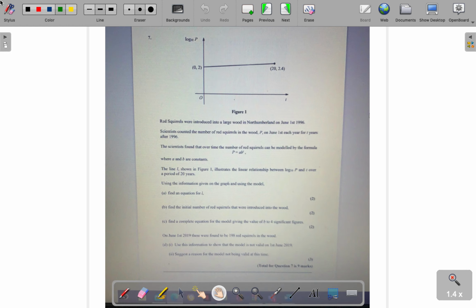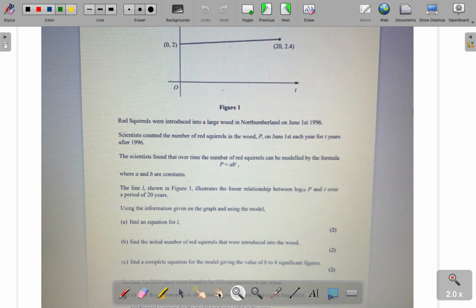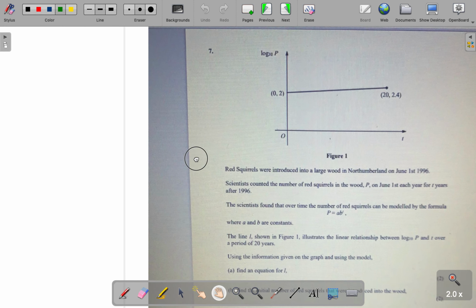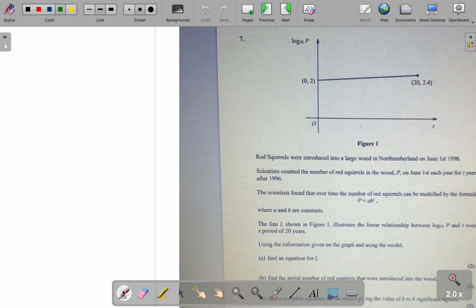Use this information to find an equation for L. So what it wants us to do is, again, we're just going to use a similar setup to what we previously did. So we're given that P is equal to AB to the power T. So this is the original model, but it wants us to find an equation for the line. So we're going to have to use log base 10. So we're going to do log base 10 on both sides.